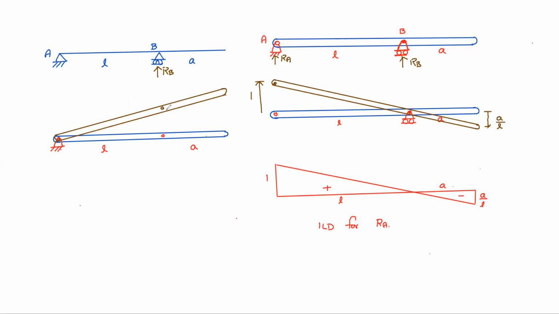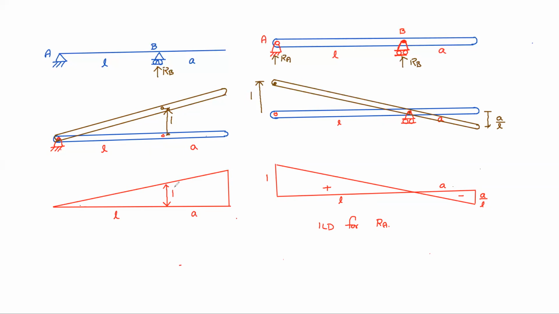Okay, the displacement here, how much? 1 unit. See, 1 unit displacement at B in the RB direction. So obviously, I'll get the shape of the ILD like this. Not only the shape, the exact ordinates you will also get. See here, at B, the height is 1. This is L, this is A.